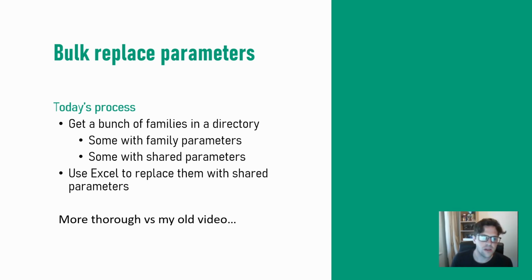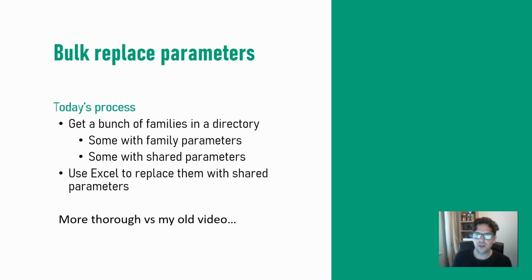So this workflow will take a bunch of families in a Windows directory, so not online or OneDrive. Some will have family parameters, some will have shared parameters, some will have both that we want to replace. And we're going to use an Excel file in order to guide the replacement with intended shared parameters by name.